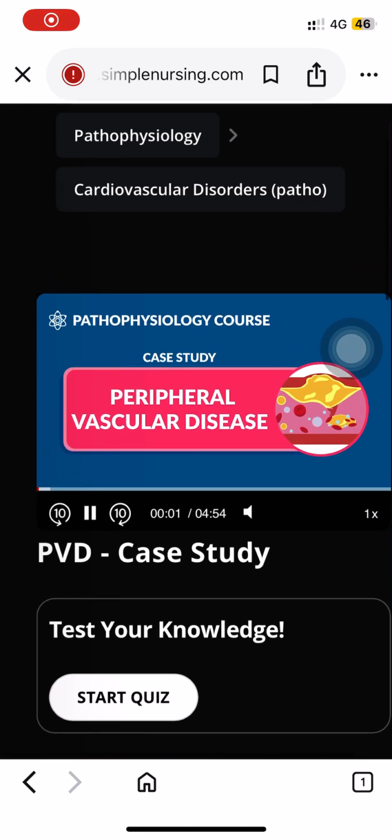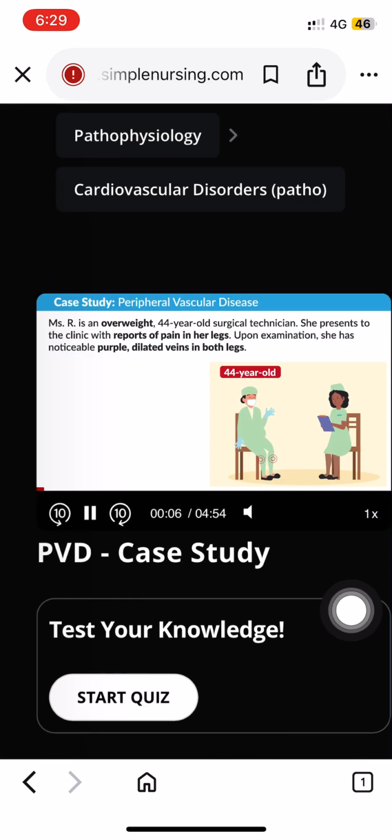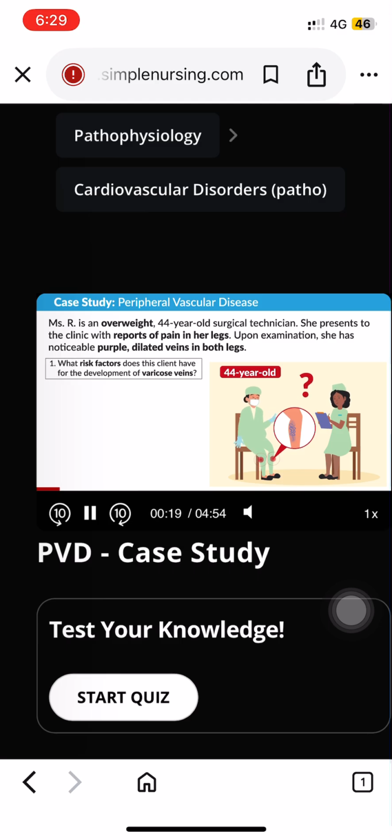Case study on PVD. Miss R is an overweight 44-year-old surgical technician. She presents to the clinic with reports of pain in her legs. Upon examination, she has noticeable purple dilated veins in both legs. So question number 1. What risk factors does this client have for development of varicose veins?